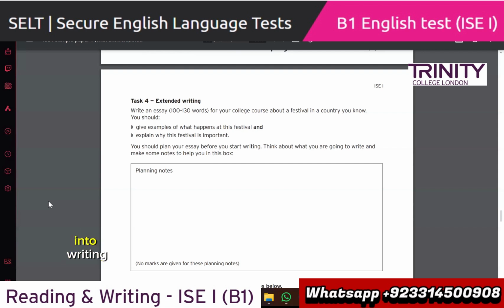Multi-text writing is reading into writing. So for that you have to use information from the reading test, but not for this.